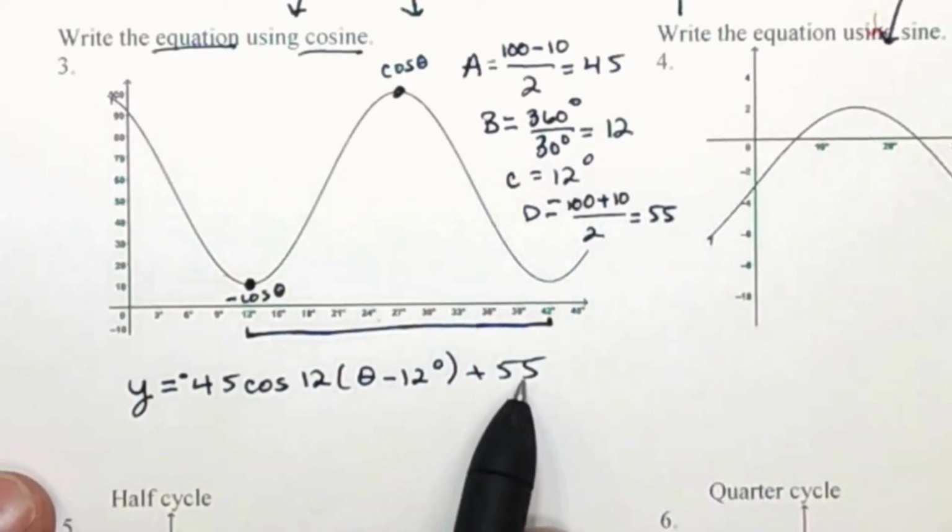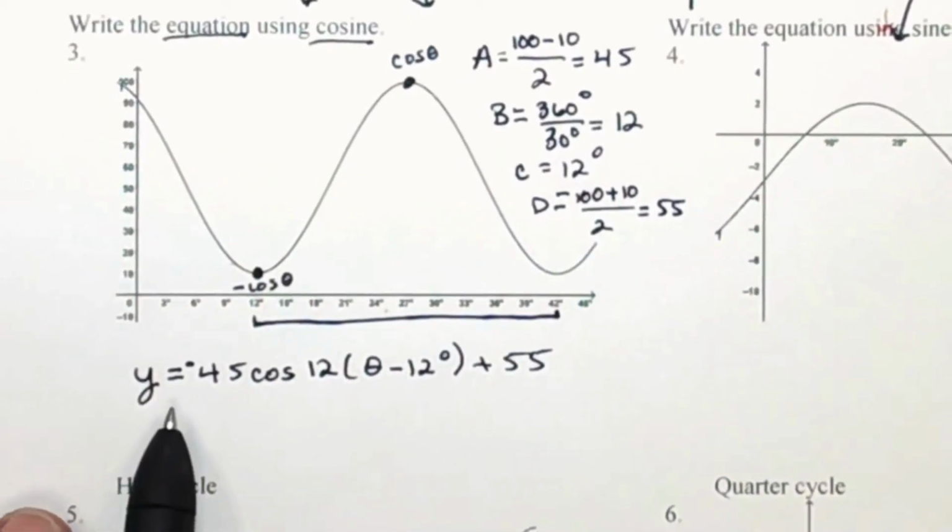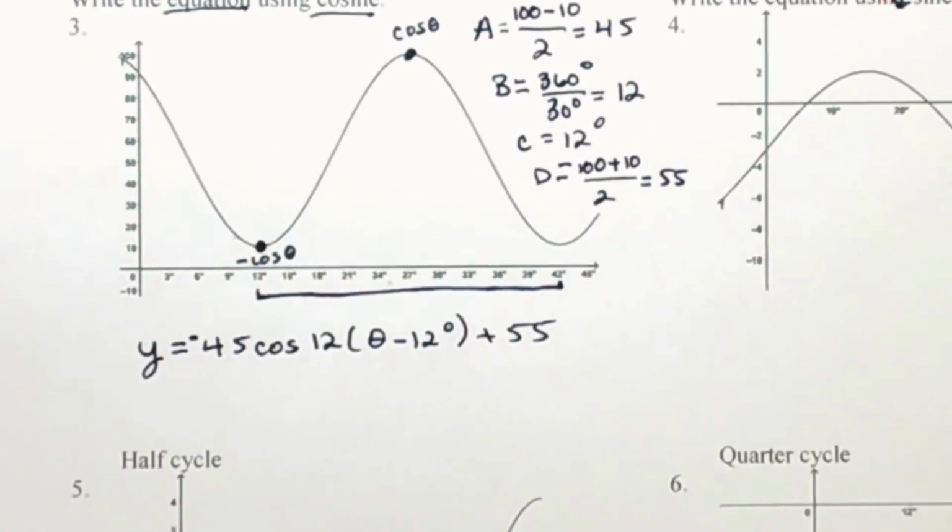And some people like to put that 55 in the front because they do vertical shift first. It doesn't matter wherever you put it. For me, I always like to think about it as A, B, C, D. It's in that specific order.